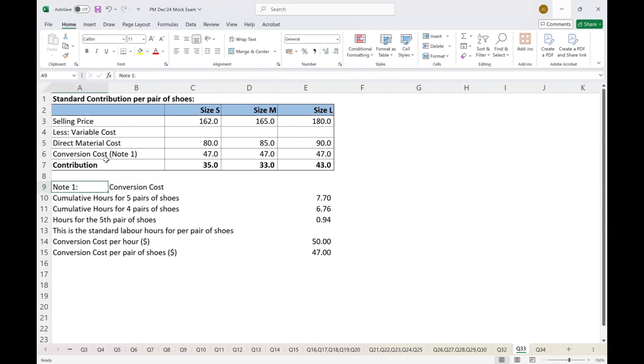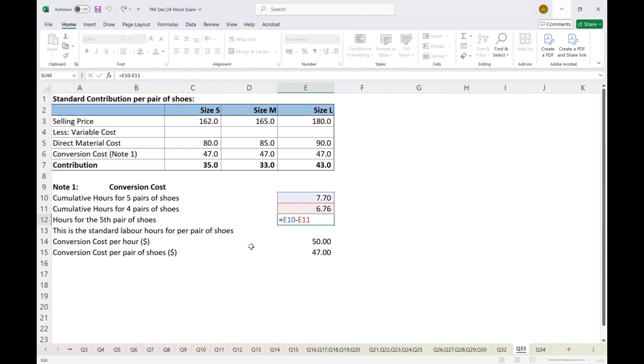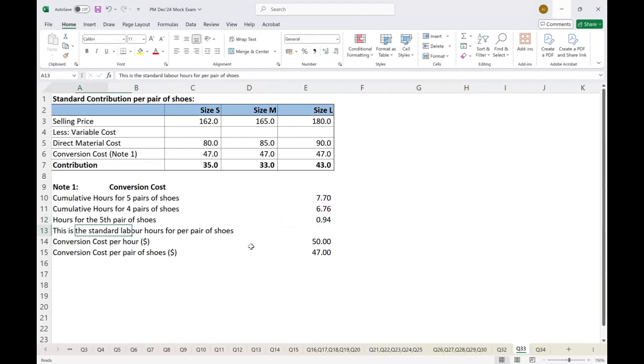You may write it like this, but do the calculation neatly so that the examiner is able to follow your calculations. So cumulative hours for 5 pairs of shoes was given as 7.7, and cumulative hours for 4 pairs of shoes was given as 6.76. So can we say that the hours for the fifth pair of shoes is 0.94? This is going to be the standard labor hours for each pair of shoes.